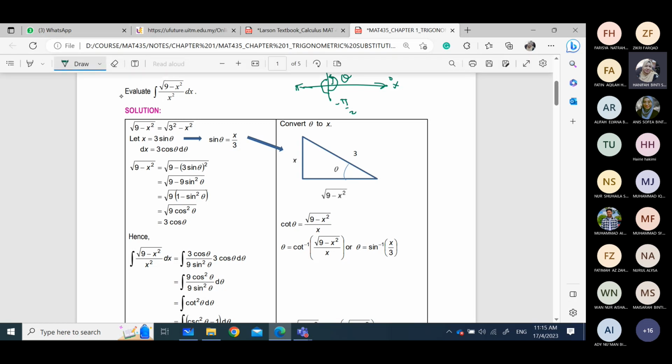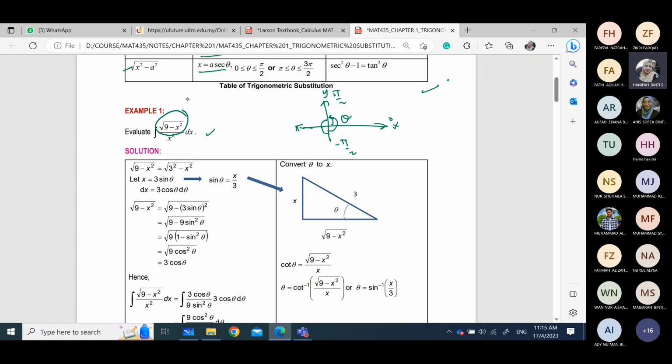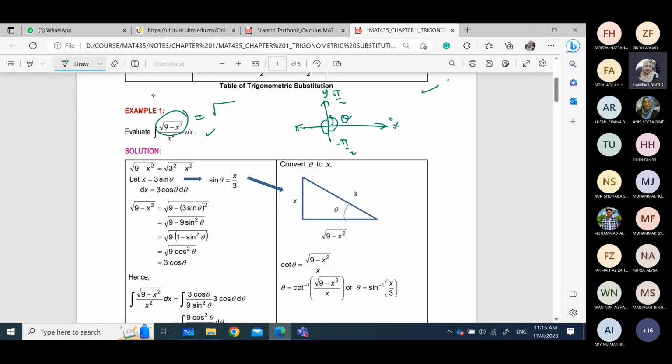This example asks you to evaluate the integral of square root of 9 minus x squared over x squared. Based on this integral, we have this radical, the square root of 9 minus x squared, which is similar to square root of a squared, not a squared, 3 squared, minus x squared. So in general, it is square root of a squared minus x squared. Based on the table above, if we have this expression, then we substitute x with 3 sine theta.